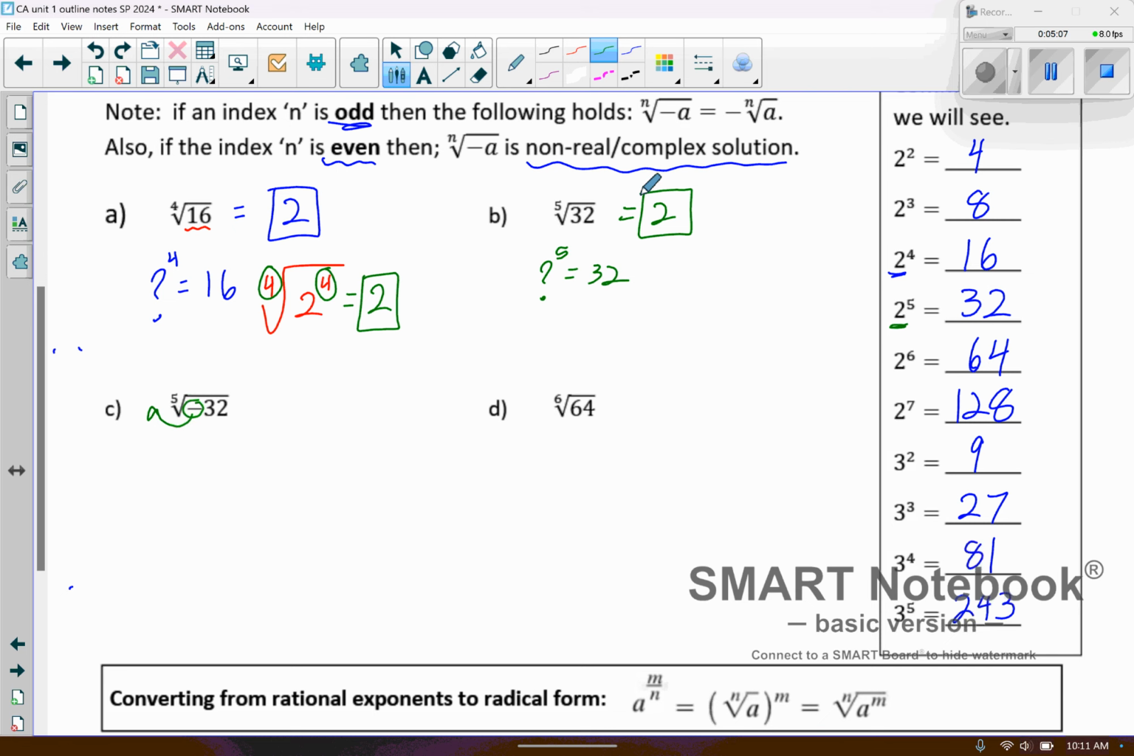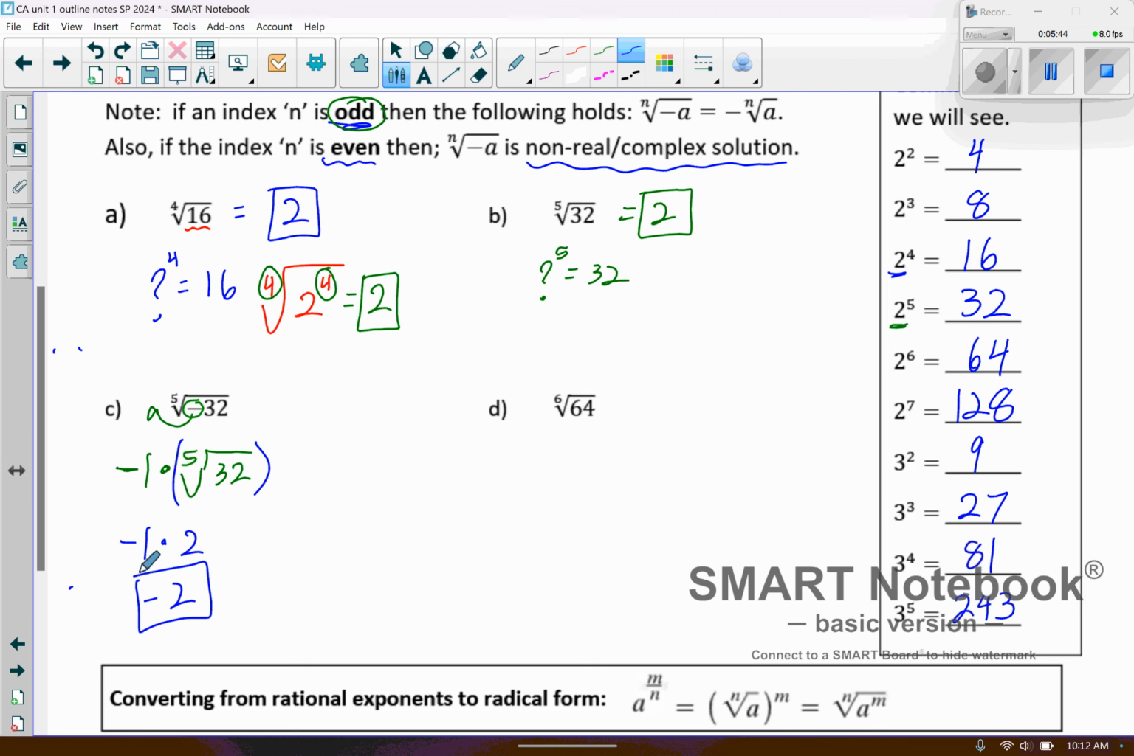Now on C, as I was alluding to just a second ago, since I have an odd root, what I'm going to do is, if it was an even root, then we'd be dealing with a complex solution. But since it's an odd root, I can just go ahead and pull that negative on the outside. It's basically like a -1, waiting to be multiplied into whatever I'm able to come up with here. And so -1 times the fifth root of 32. Well, I know what the fifth root of 32 is because we just did it. It's 2. So I end up with -1 times 2, which is -2. So that's going to be my answer for C.